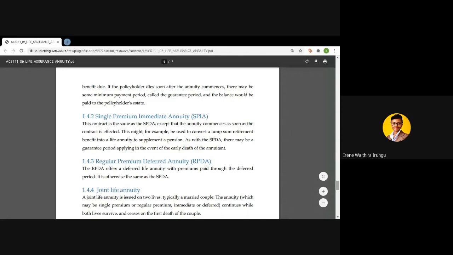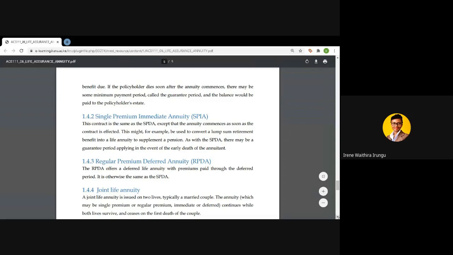So if Justin had bought a single premium immediate annuity with his lump sum retirement package of 10 million, they will pay the 10 million today in advance. And at the end of the first year, they will start receiving annuity payments. So in that case, there's no deferment. The contract begins as soon as the premium is paid.